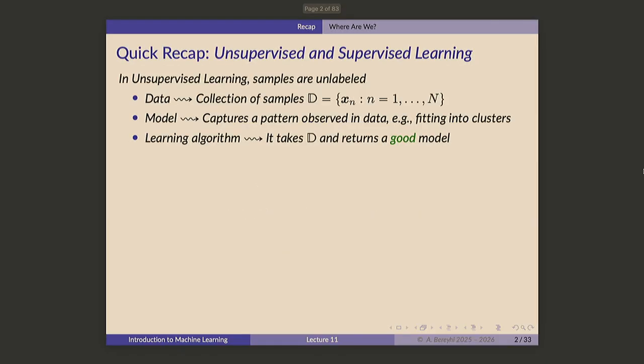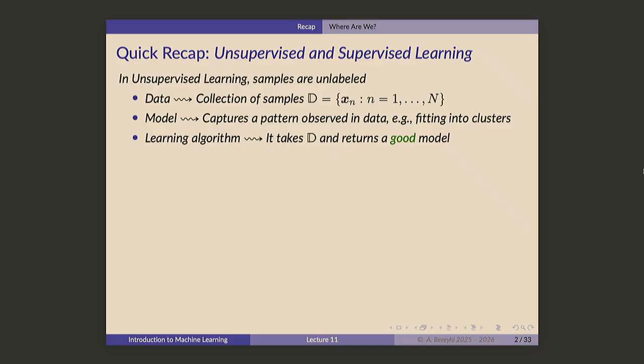So let's start with a quick recap of what we did up to this point. We discussed two different settings. One of them was unsupervised learning, which was the first couple of lectures. The data set in this case is an unlabeled data set, right? So what you're looking for is a pattern inside that data: clustering and dimensionality reduction. These were the key applications we talked about in the first lectures.